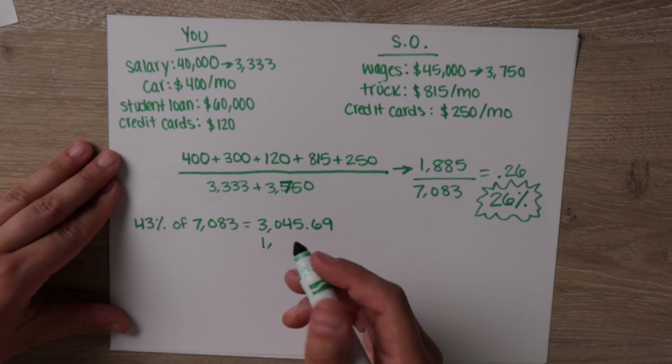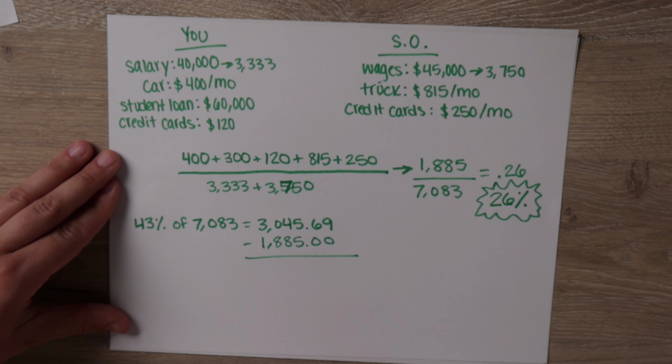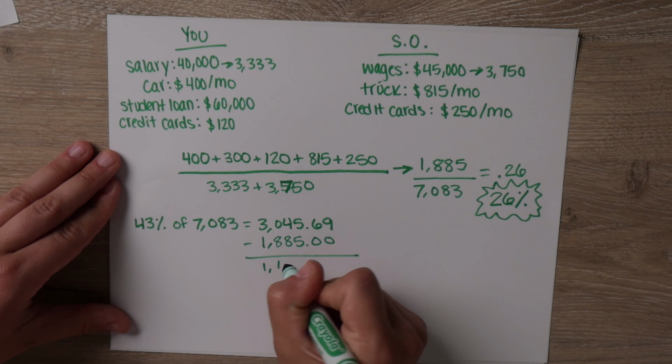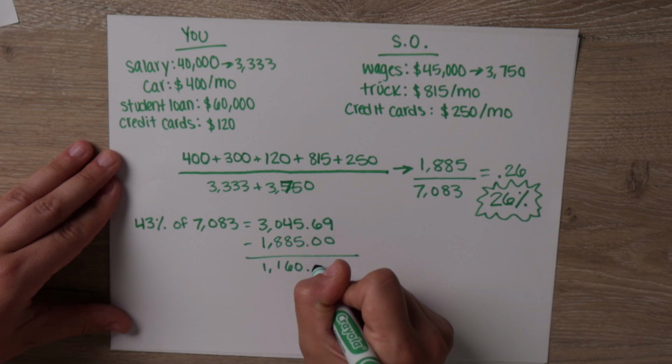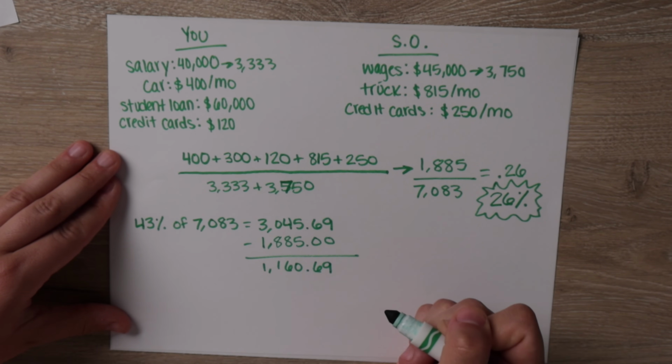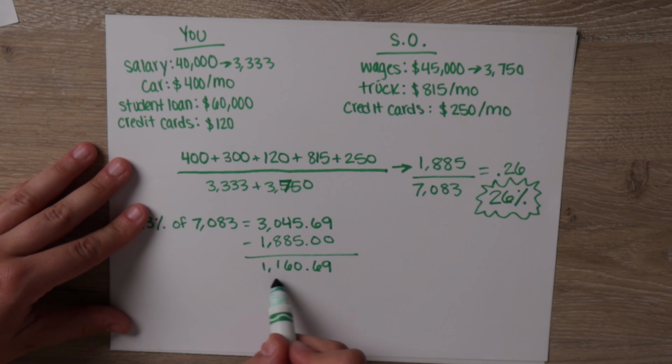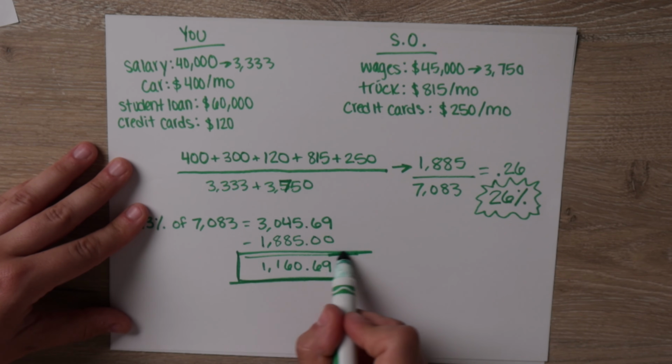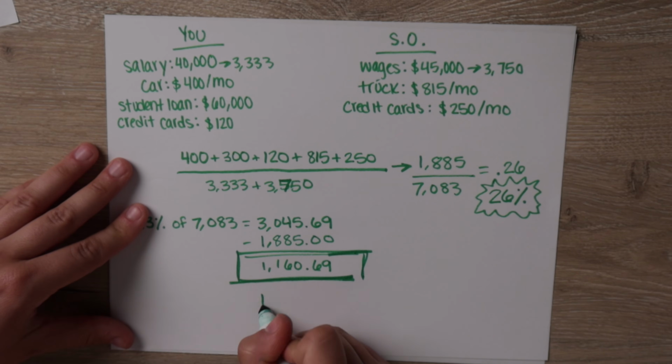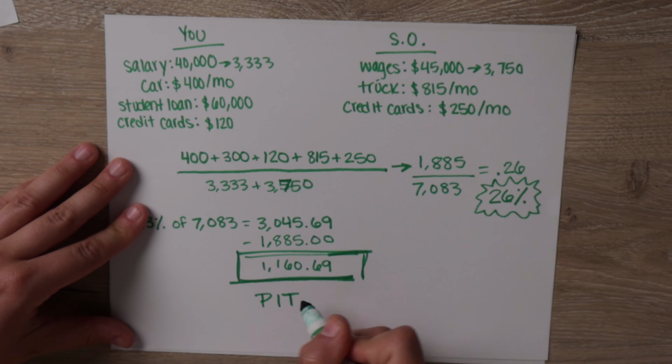Okay, so we're going to take that amount and we're going to subtract the total debts between the two of us, which was this $1,885. Subtract that, you get $1,160.69. This is the amount that this couple here could afford for their principal, interest, taxes, and insurance payment.